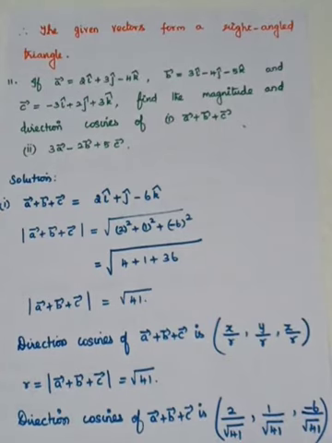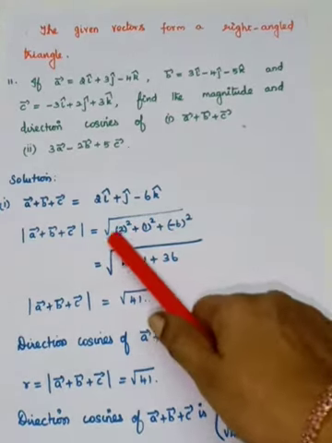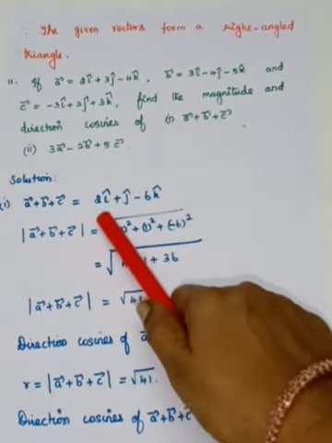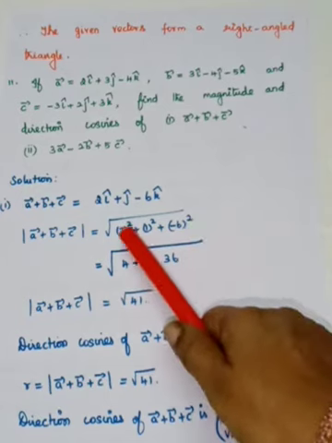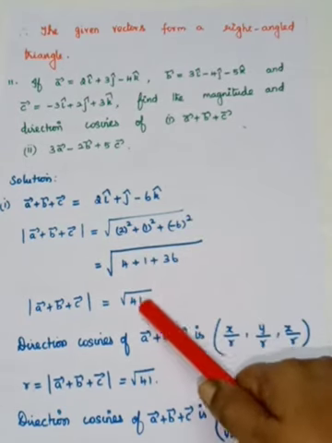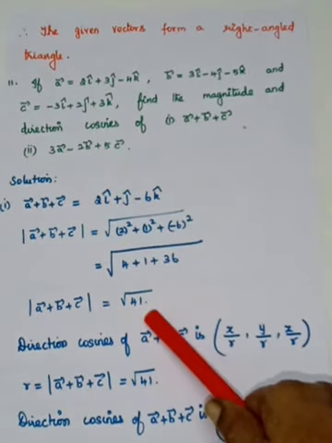Then you have to find the magnitude. So what is asked? Magnitude and direction cosine. First we are going to find the magnitude. How to find the magnitude? It is nothing but the modulus of a vector plus b vector plus c vector. That is equal to square root of 2 the whole square plus 1 the whole square plus minus 6 the whole square. That is 4 plus 1 plus 36, which is equal to square root of 41.